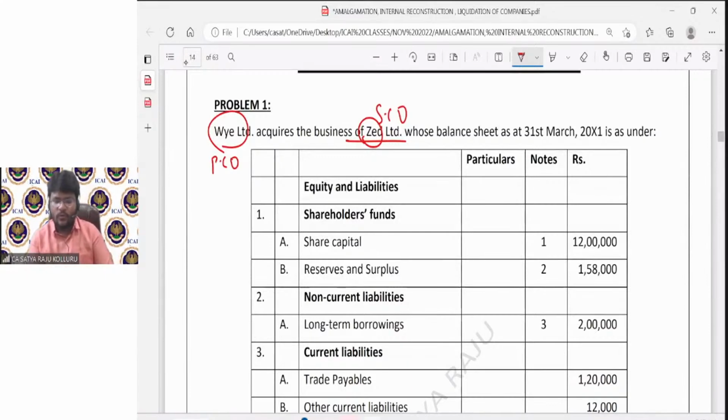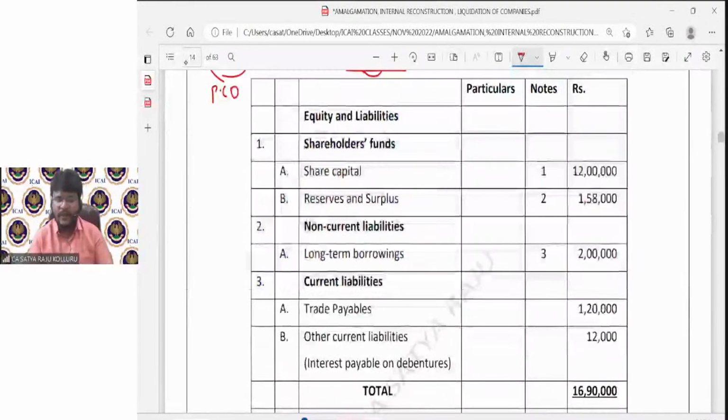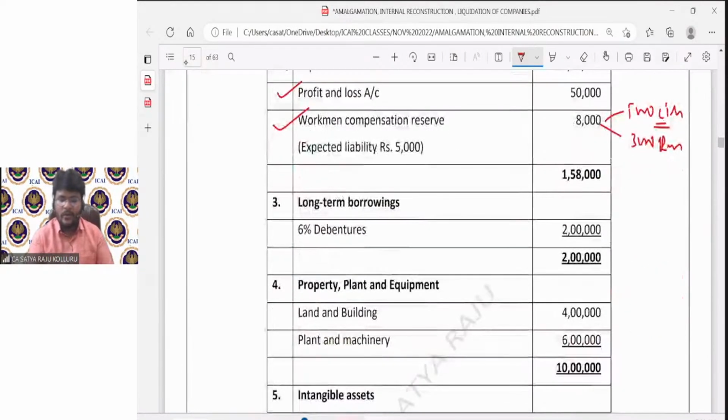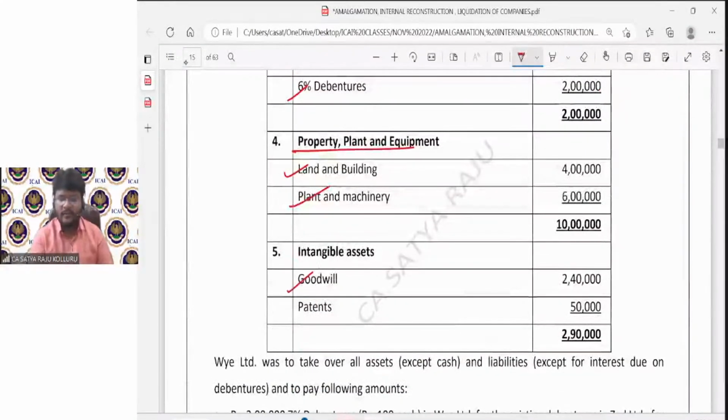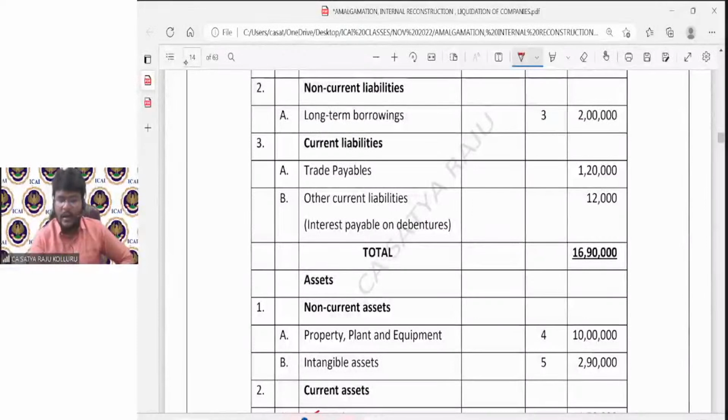In the share capital, two different types of shares exist. One is equity shares, another is 6% preference share capital. In reserves and surplus, there are capital reserve, profit reserve, and workman compensation reserve. Out of this, 5,000 is a liability, and the remaining 3,000 is the pure reserve. We decided that. Then, in long-term borrowing, 6% debentures are there. Under PPE, land and building, plant and machinery exist, and intangible assets, goodwill and patent exist. In other assets, inventory, trade receivable, cash and cash equivalents are given. One of the liabilities, other current liability, is interest payable on debentures, also given. Trade payable is given as usual.